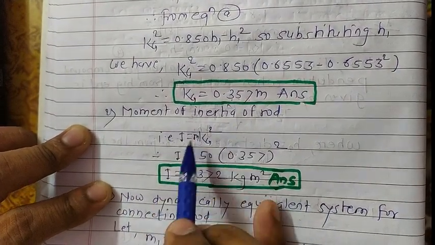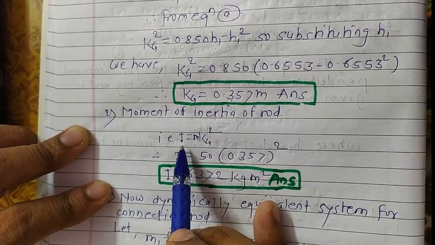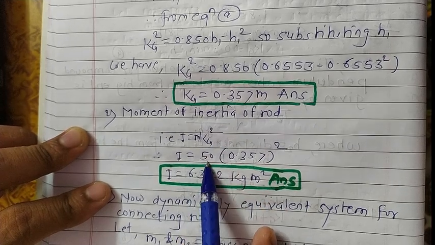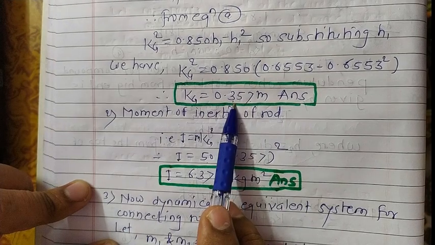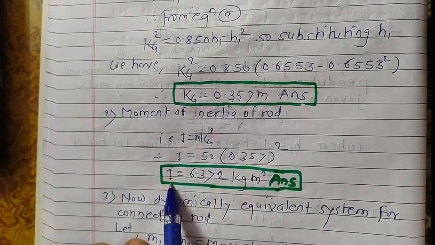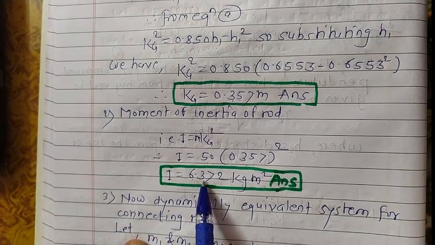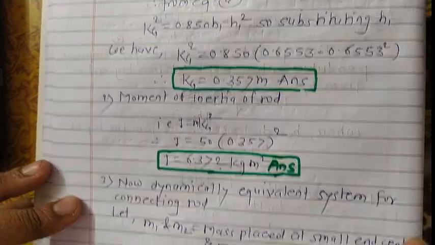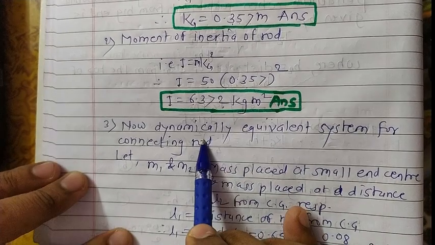Okay, that can be found by using this relation, I equals m kg square. The mass value with us is 50, multiplied by the kg value already calculated by us. Just substitute here and get the value for the mass moment of inertia, that is I equals 6.372 kilogram meter square.